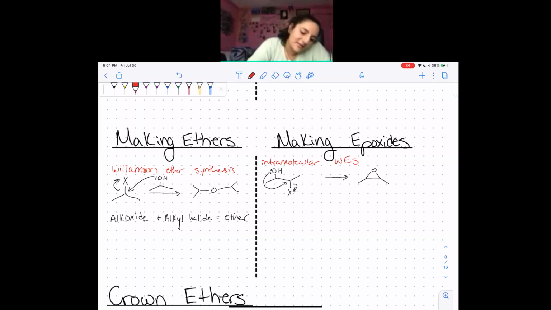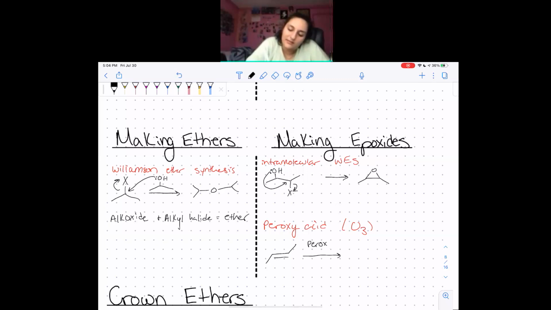The other way to do this is with a peroxy acid. And remember, peroxy acids are O3. So if I have a double bond plus peroxy acid, we end up making an epoxide. And remember, if they are a cis double bond, you would get a cis product. A trans double bond, you get a trans product.